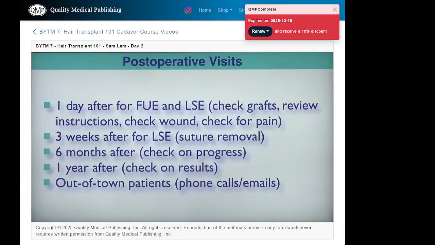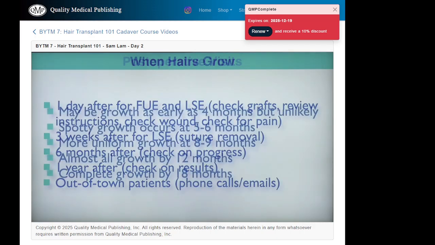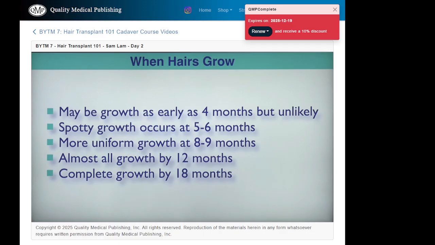1 day after FUE, I just check everything is good. 3 weeks after LSE, I take out the sutures. I do a 6-month check, a 1-year check. Out of town patients, I just have phone calls to check on things. When hairs grow, maybe as early as 4 months, maybe 5 to 6 spotty. It's really 8 to 12 months that you're seeing it, maybe up to 18 months. That's really the golden period.